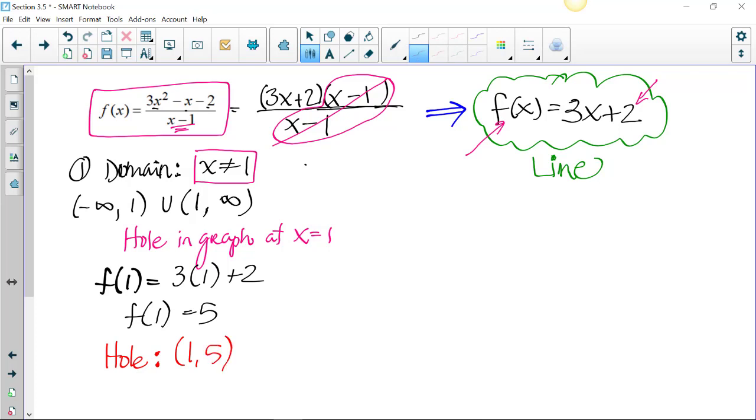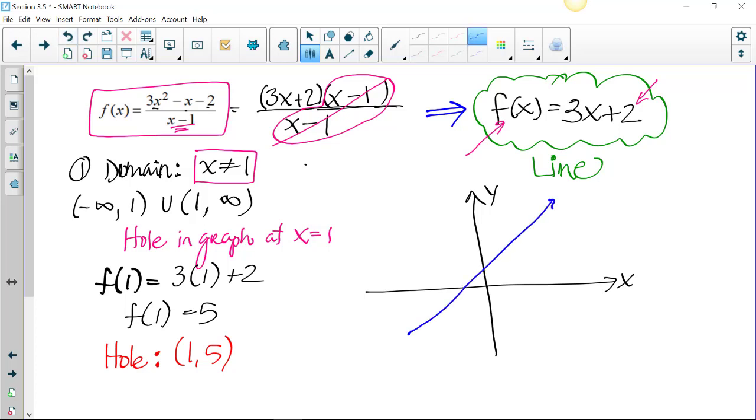Okay. Now, when you do these rational functions, you're going to continue on and say, what's the end behavior? What are the intercepts? Well, this one isn't even a rational function, so I don't even have to go through those steps. If I'm going to draw the graph of this, I know how to draw the line 3x plus 2. It has a y-intercept of 2 and a slope of 3.